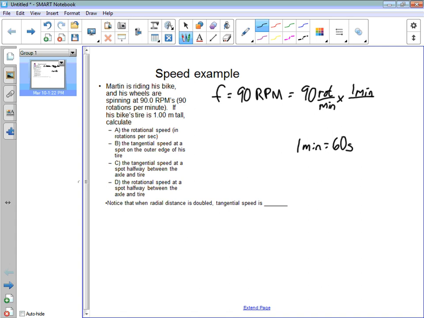Or like we did earlier this year, but sure, yes. So, we're now left with rotations per second. What's that going to be? 1.5 rotations per second. RPS. Yeah. 1.5 rotations per second.